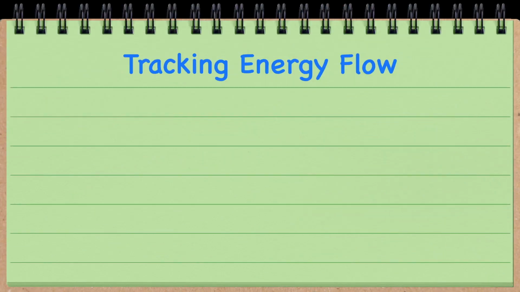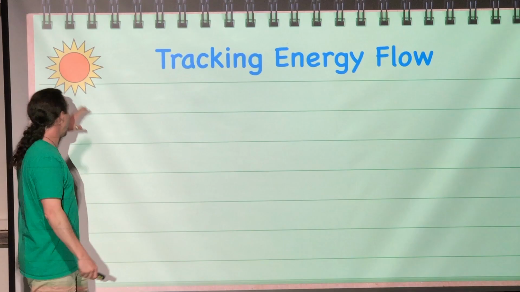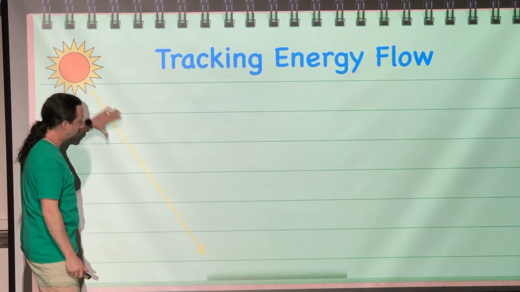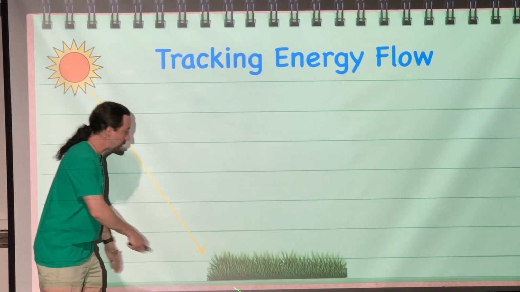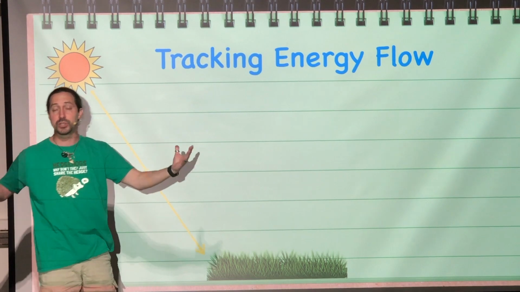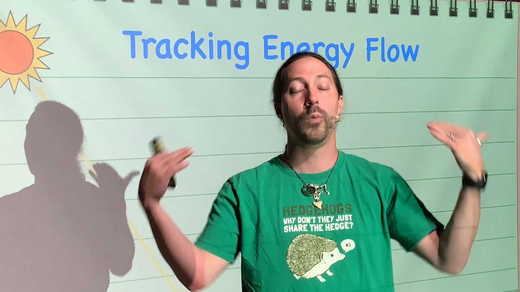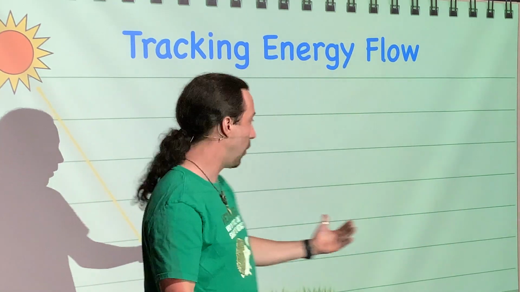If we're going to look at energy flow, the way we do this is we use arrows. And arrows show the direction that energy moves in. So if energy is going from the sun to our producers, causing them to be able to grow, because the producers are able to take that light energy and convert it to chemical energy, which they are able to use for their own purposes.